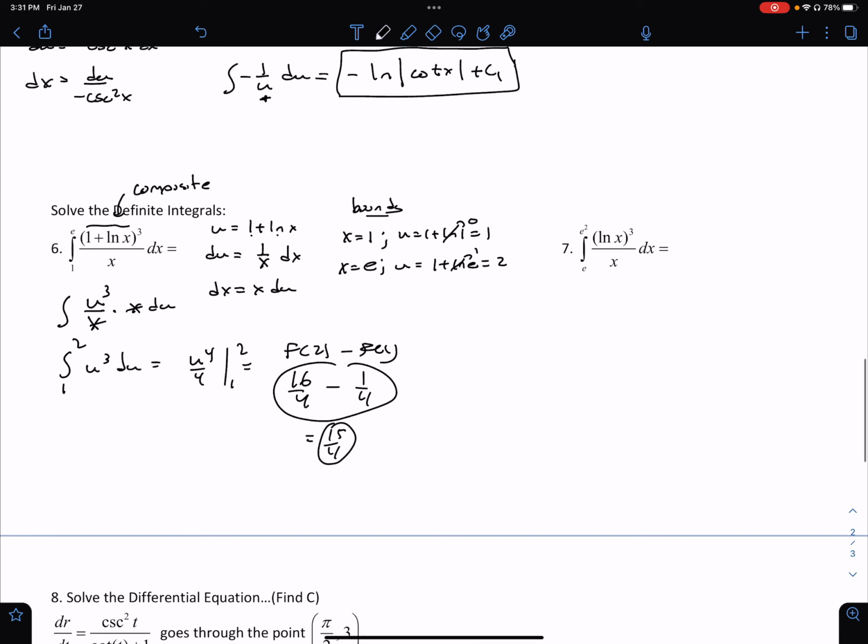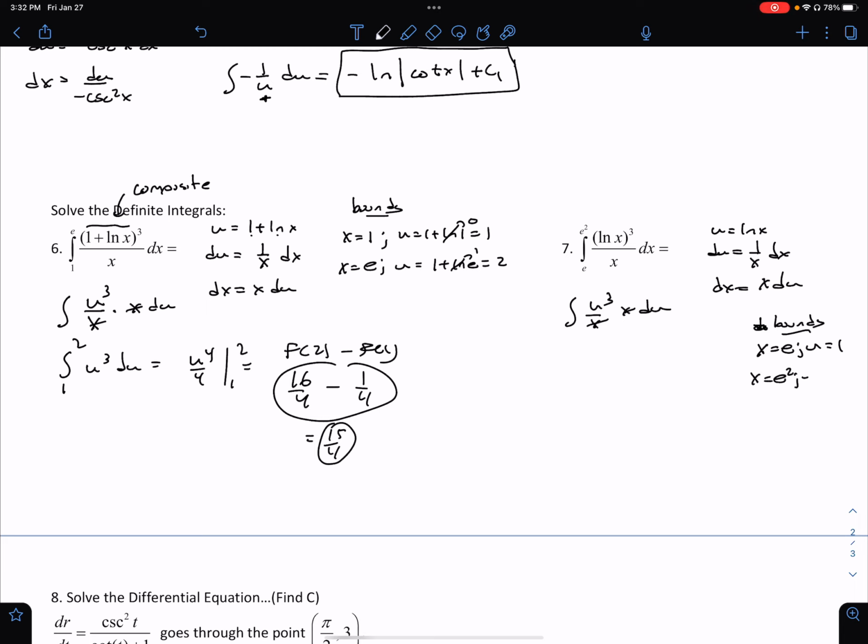So let's take a look at number 7. Go and try that one. I let u equal the natural log of x. Du is just 1 over x dx. Dx is just x du. And if we solve this, we get u cubed over x du, x's cancel, and go ahead and change your bounds. When x is e, u is the natural log of e, which is 1. When x is e squared, u is the natural log of e squared, which is just 2. So our bounds go from 1 to 2.